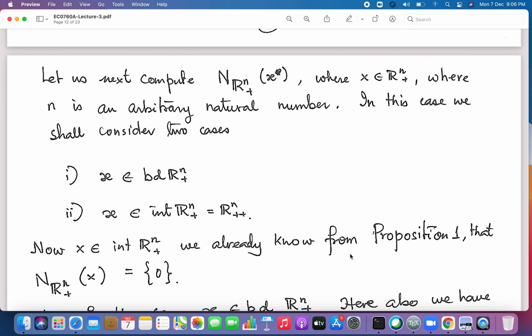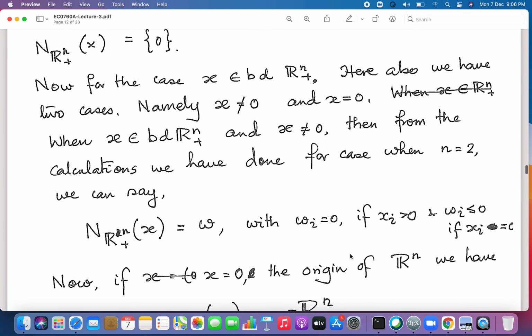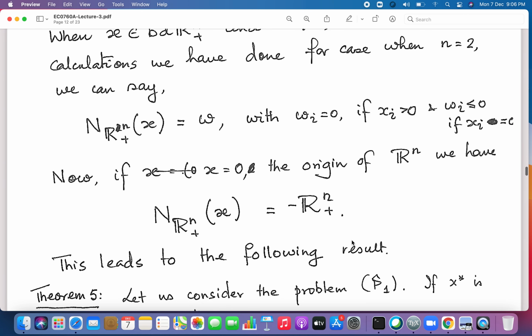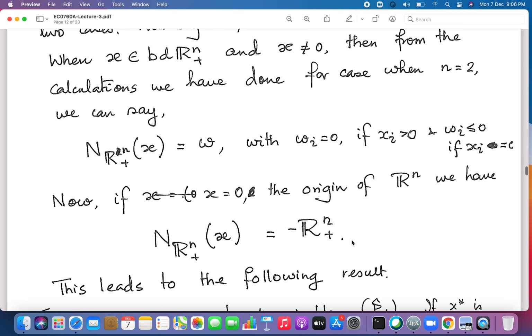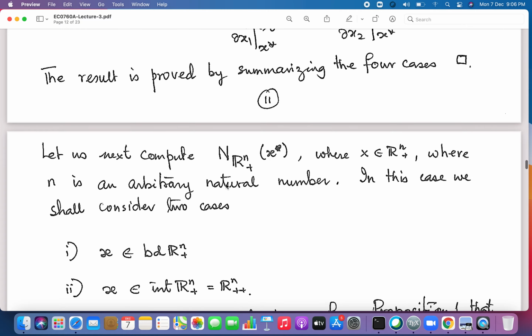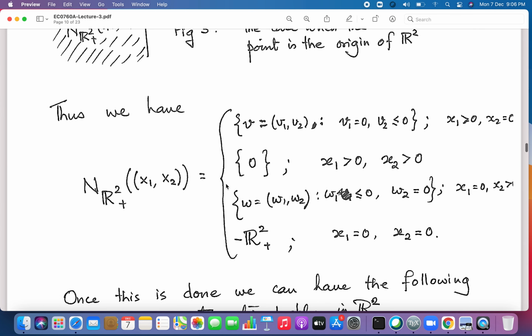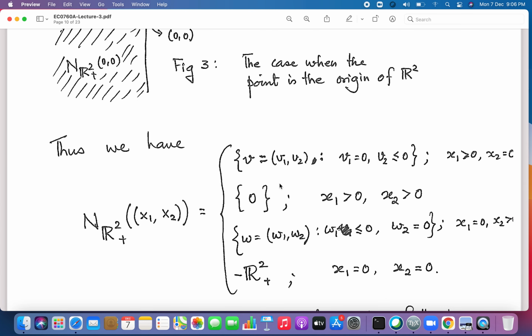So when it comes to Rn plus, we can actually extrapolate, just push our imagination a bit from R2. When you do, you will see the normal cone to Rn plus at any x is nothing but a vector w with a very interesting fact. This is a very key fact of optimization theory which is emerging here, called the complementary slackness condition.